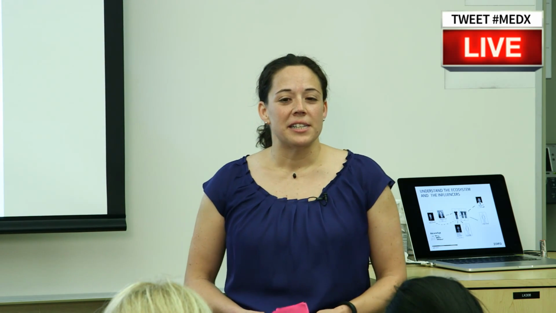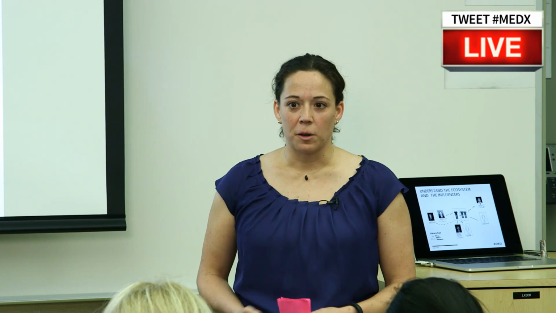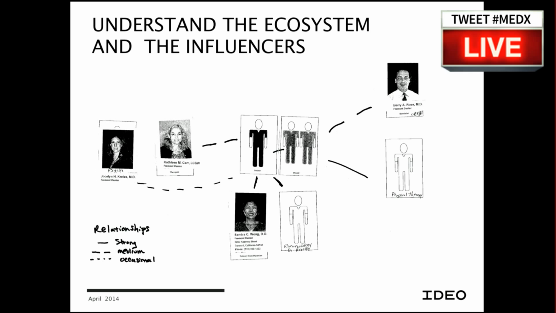You also want to understand not just the person you're designing for, but the people around them. So this is an example of the kind of exercise we'll do with people, where we'll have them map out the ecosystem of people who matter to them. Who are the influencers? Who are the people they talk to? What are the relationships? Are they strong? Are they weak?